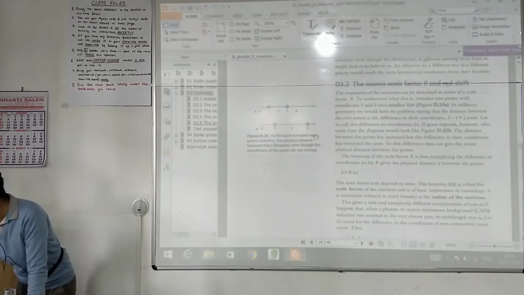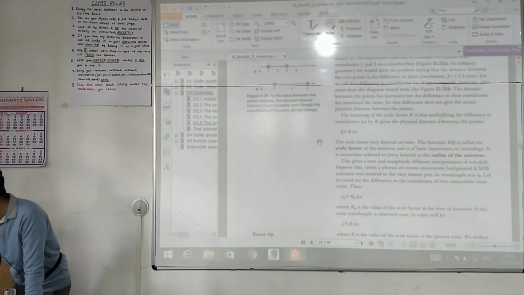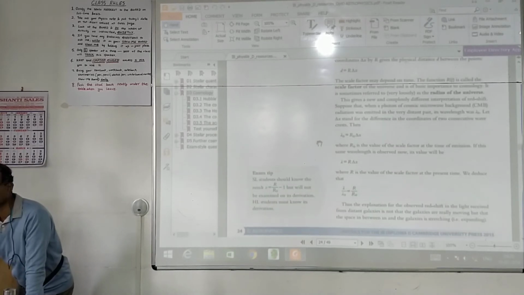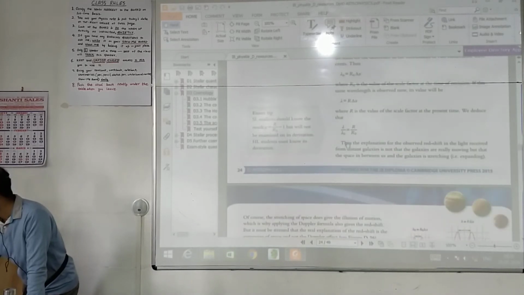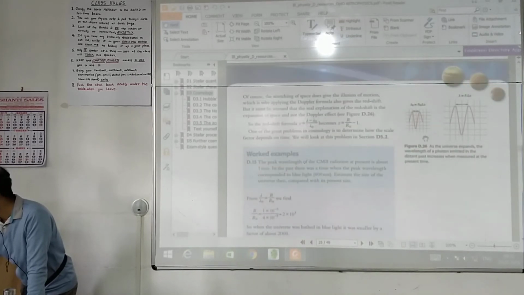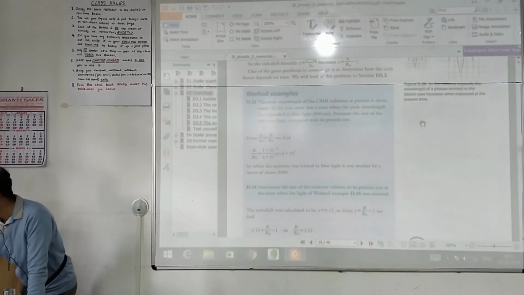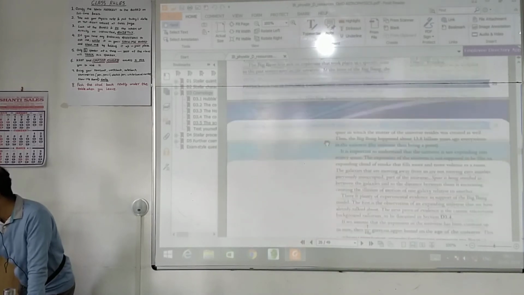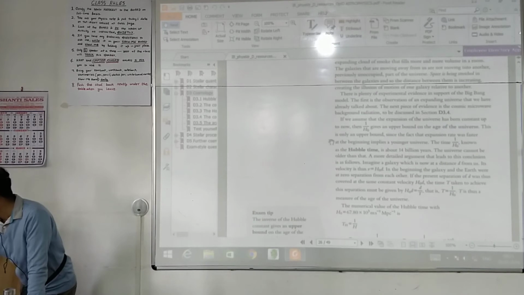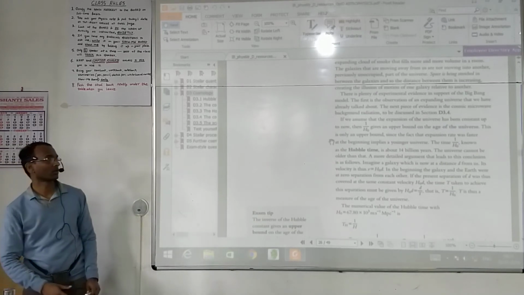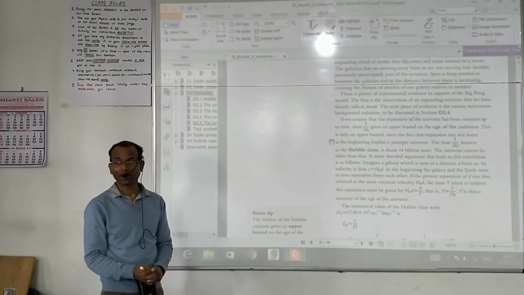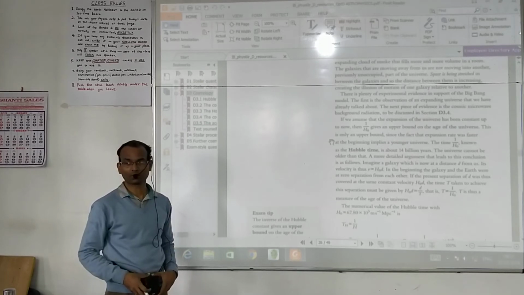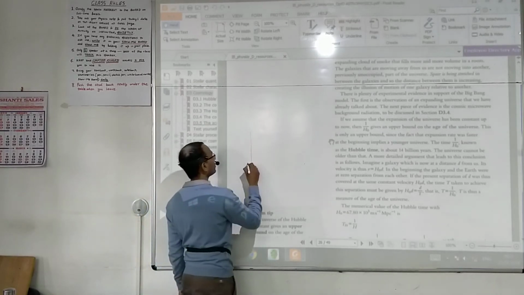Cosmic scale factor I have finished. Redshift also I have explained. Lambda by lambda naught is R by R naught. All these I have explained. This also I explained. Hot Big Bang, creation of space-time also I explained. Okay, age of the universe. So we can estimate the age of the universe using Hubble's constant. See, the logic is like this.